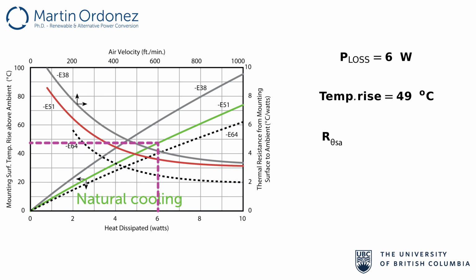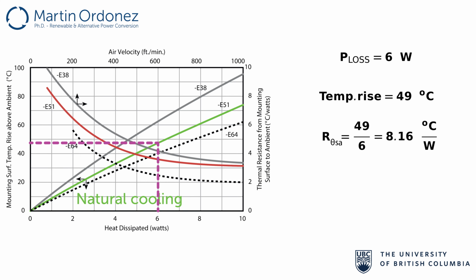Now, the thermal resistance of the heatsink can be calculated by dividing 49, which is the temperature rise, by 6, which is the power loss being dissipated by the device. So the resulting resistance is 8.16 degrees Celsius per watt.